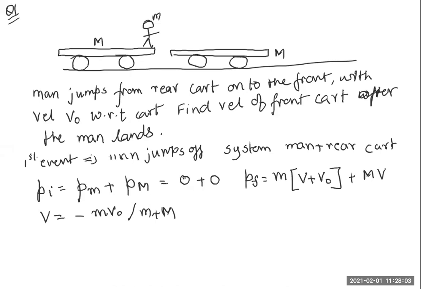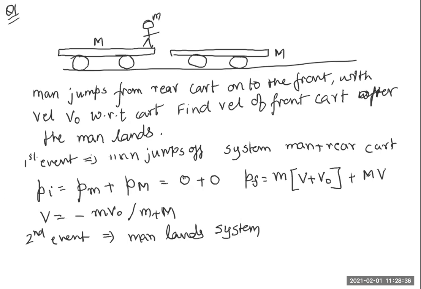So now we come to the most important second event. Man lands. Now, please tell me the system. What will be the system in this case? Card 2 plus man. Very good, very good.